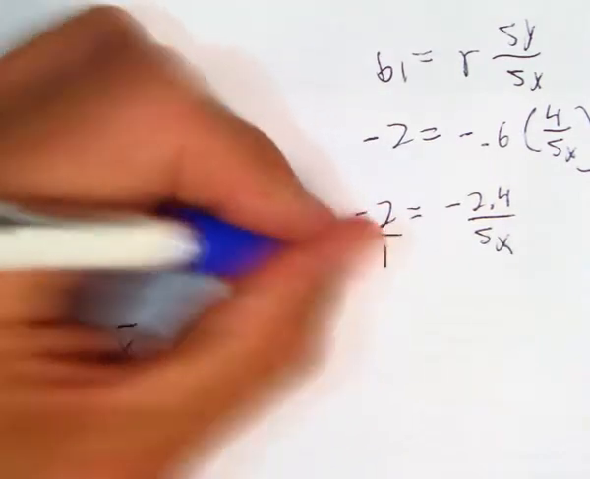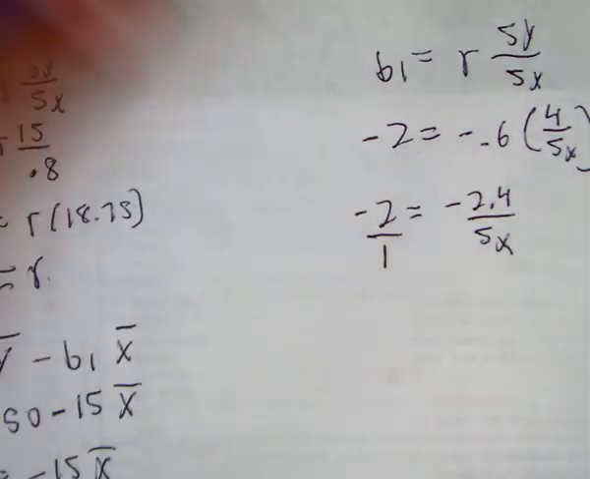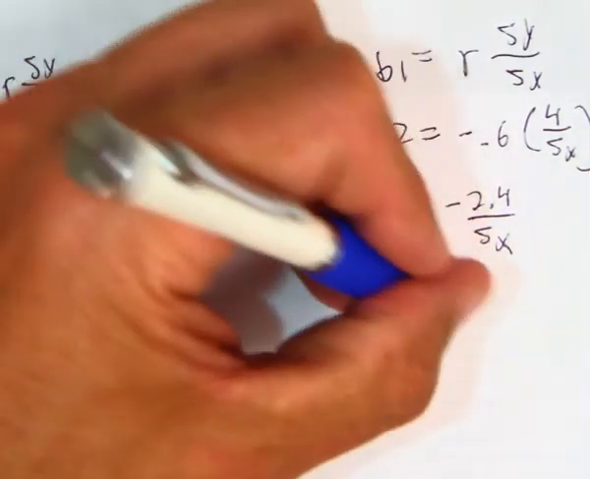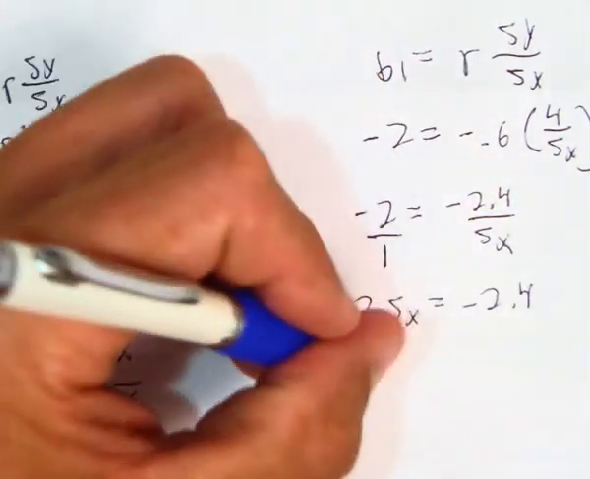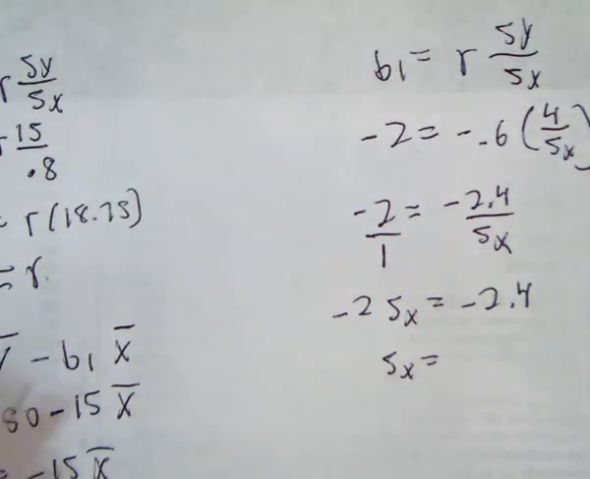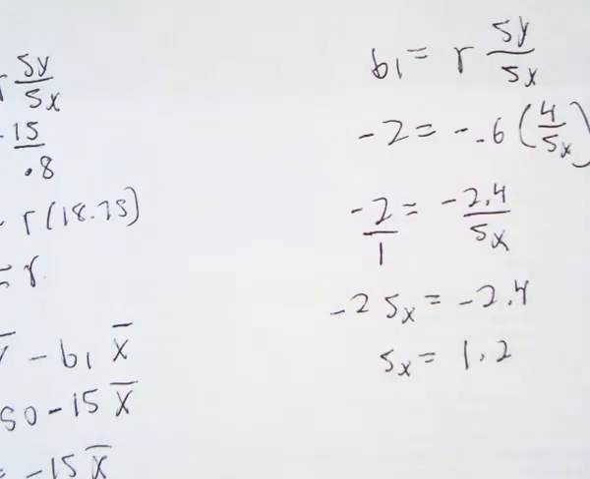And I'm just going to make this into a proportion. Cross multiply, you get negative 2 s of x equals negative 2.4. And then s of x is simply negative 2.4 divided by negative 2, which is 1.2.